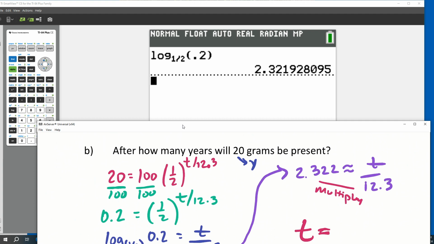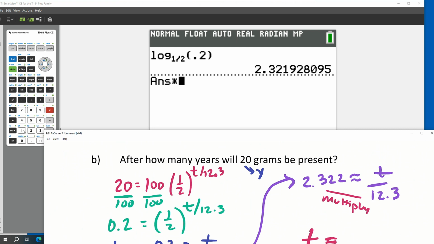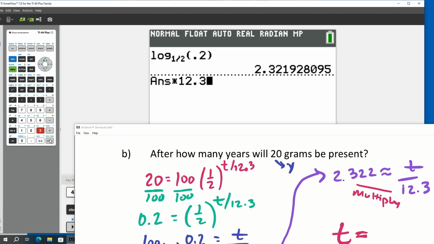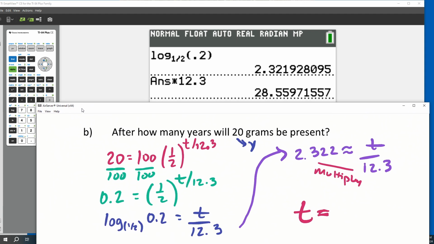We're going to multiply that by 12.3. So just hit times, and it takes that whole decimal over and multiplies it by 12.3. Right? And that should be it. 28.6 years.